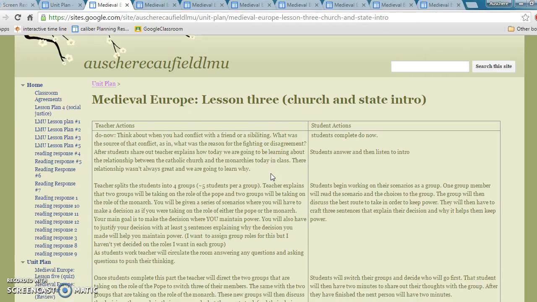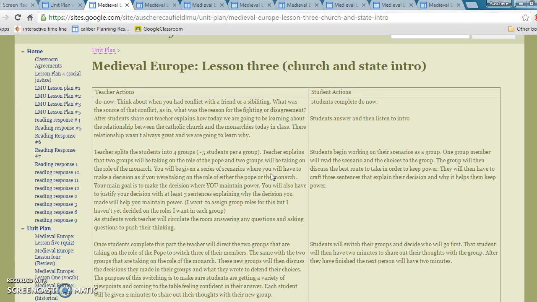Lesson 3 is Church and State Intro. We're going to begin the class with an activity where half the class is given the role of monarchs and half the class is given the role of the Pope. They're each given scenarios, and their main goal is to maintain power. They have to come up with a solution to the scenario in which their role maintains power. And they have to come up with justification for whichever solution they choose.